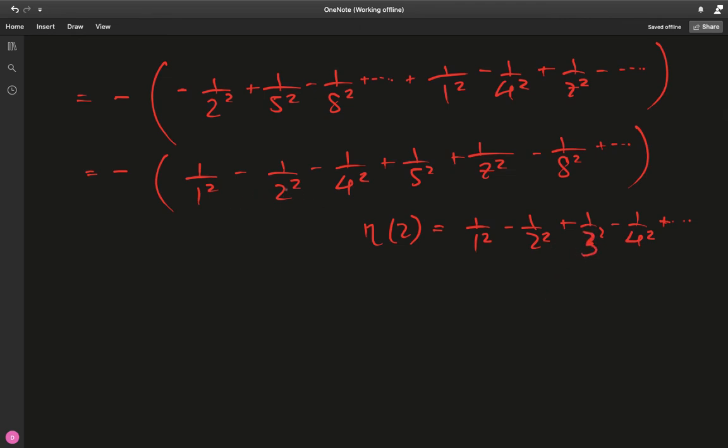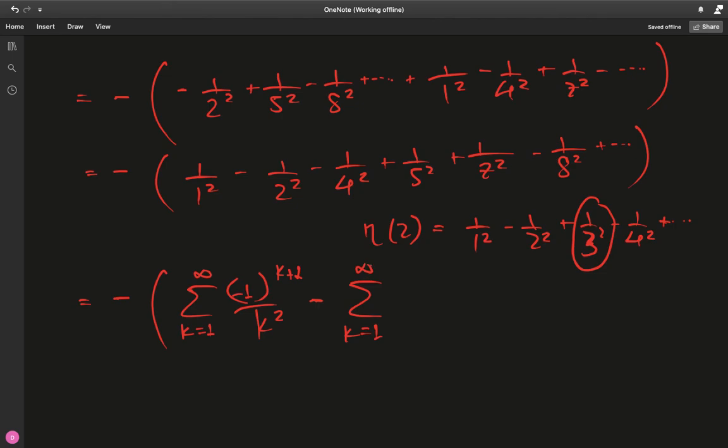But although we are having the alternating part, notice we are not having any multiples of 3. We skipped the 3, we skipped the 6 between 5 and 7, and we are again going to skip the 9. So we can write this as the Dirichlet eta of 2, the sum from k equals 1 to infinity of minus 1 to the k plus 1 over k squared, minus all those alternating multiples of 3 squares that we had.